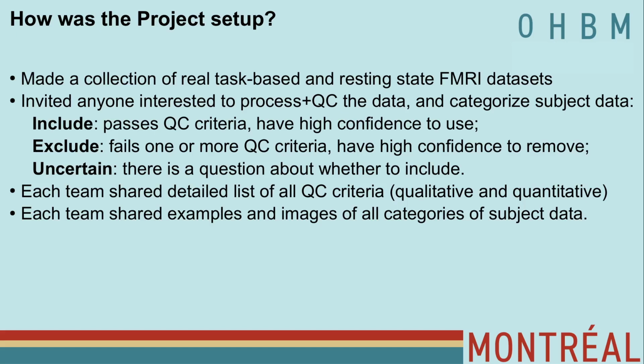So we asked each team to share examples and images of all the categories of data, of the interesting things that they're finding. So the different types of reasons why they would exclude a subject or call it uncertain, and also showing good data. What was the data that would be included and how did that compare to the others?